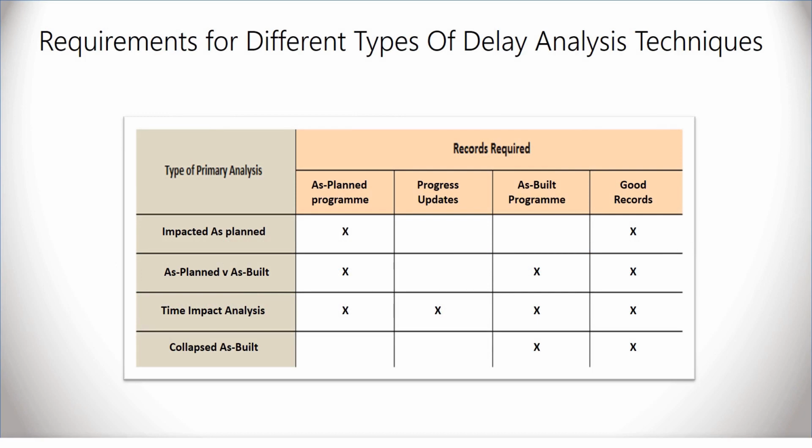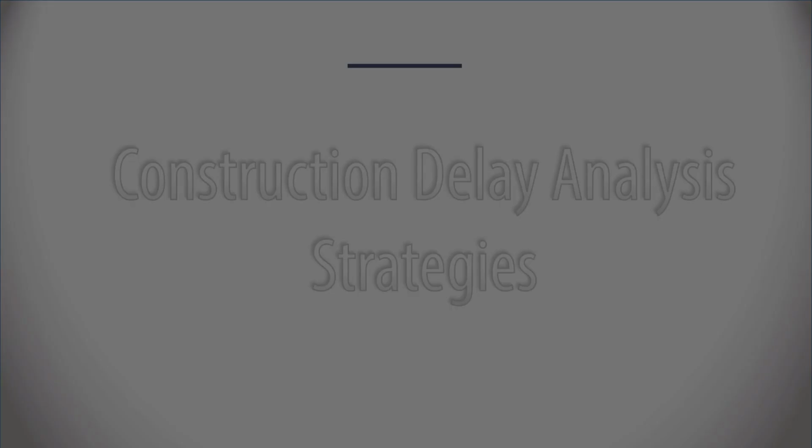Let's review the requirements for different types of delay analysis techniques. The impacted as planned only requires an as planned program and good records. As planned versus as built requires an as planned program, an as built program, and good records. The time impact analysis needs everything: a good as planned program, progress updates, the as built program, and good records. And finally, the collapsed as built analysis only requires an as built program and good records.